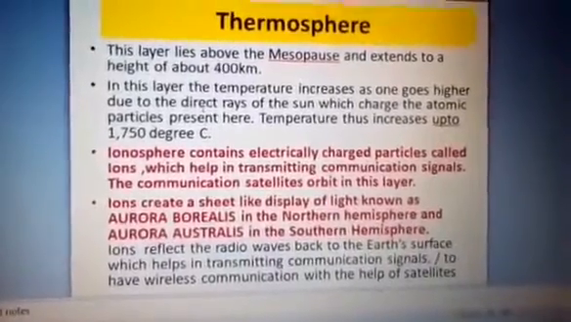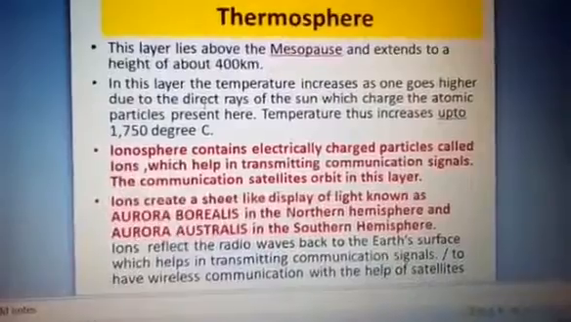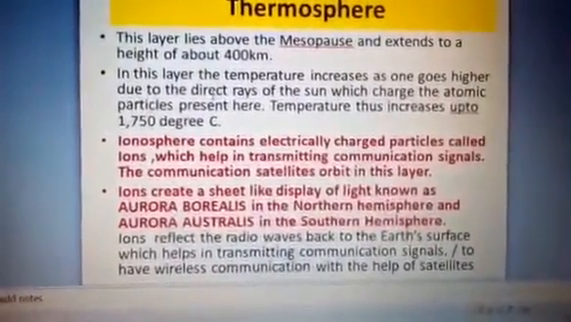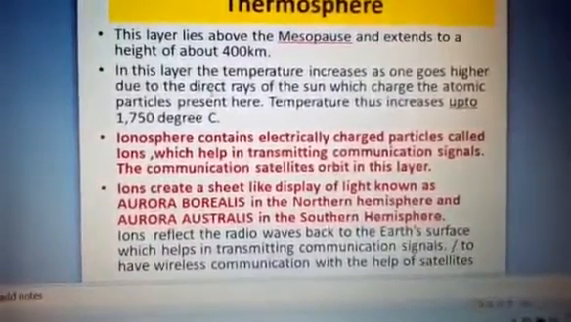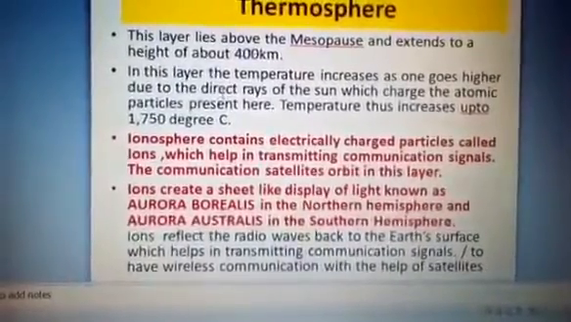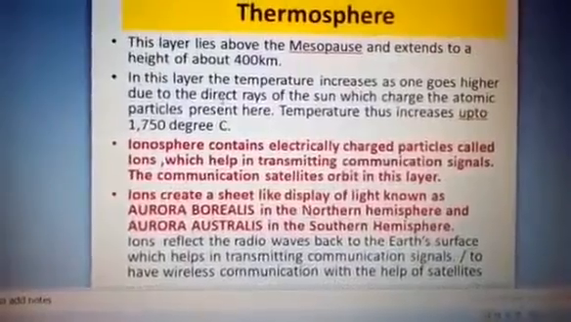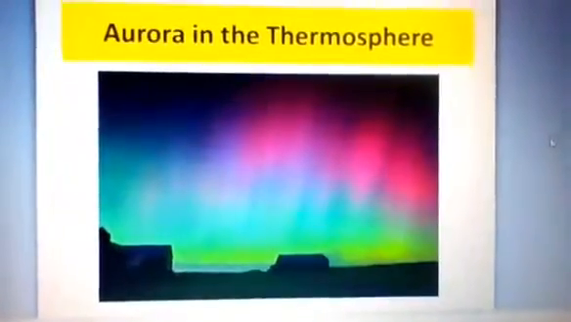Now, the ions also create a sheet-like display of the light known as the aurora borealis in the northern hemisphere and aurora australis in the southern hemisphere. Now, these ions reflect the radio waves back to the Earth's surface, which help in transmitting the communication signals. So, this layer is actually very important. Here is a beautiful picture of the aurora in the thermosphere.